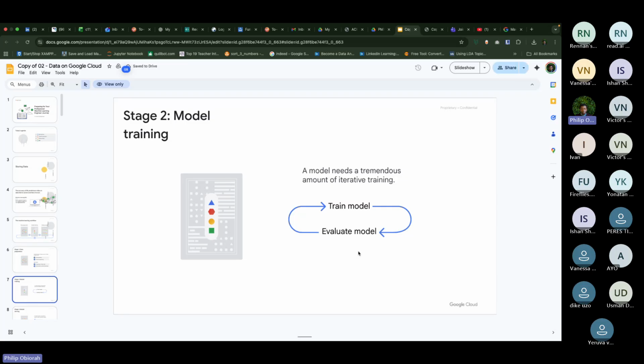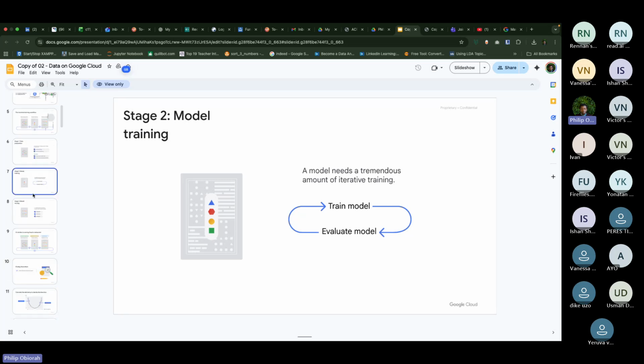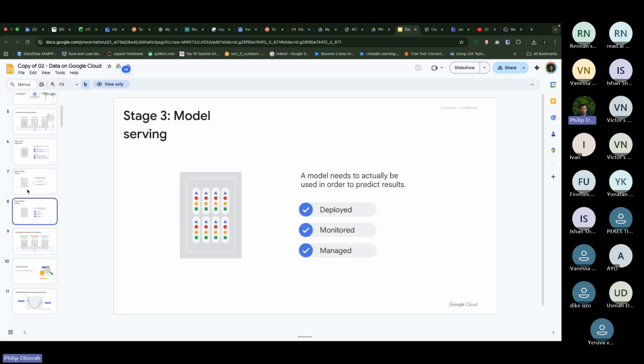All right. So after training, the next thing you might do is to serve the model when everything is ready. Now, what do we do in model serving?